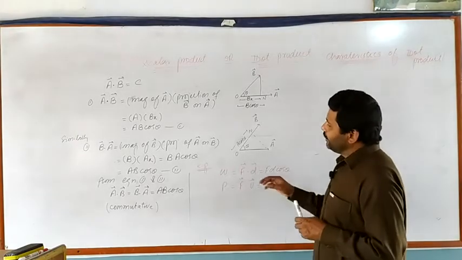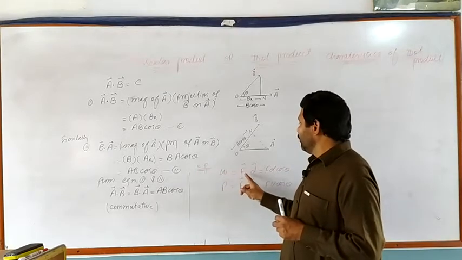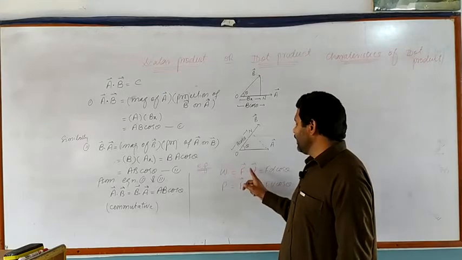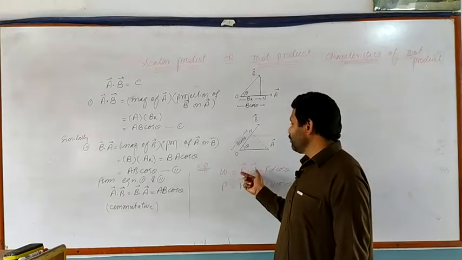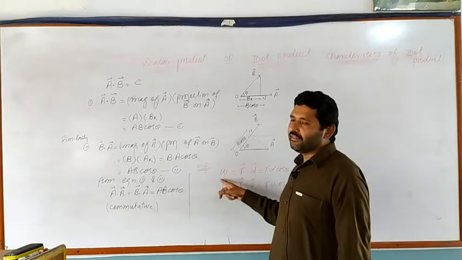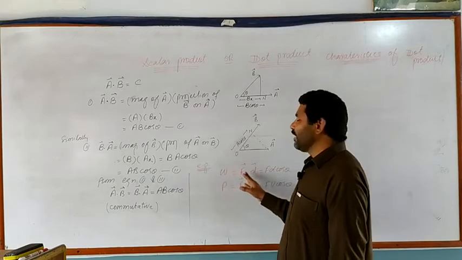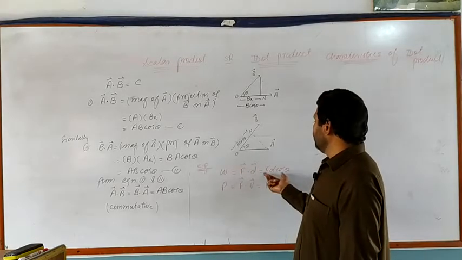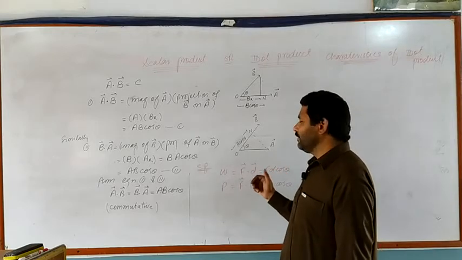Examples: we multiply two vectors, force and displacement. As a resultant of the product of these two vectors, we get work. Work is a scalar quantity, so work will be equal to the dot product of force and displacement. We can also write vector F dot D is equal to Fd cos theta.